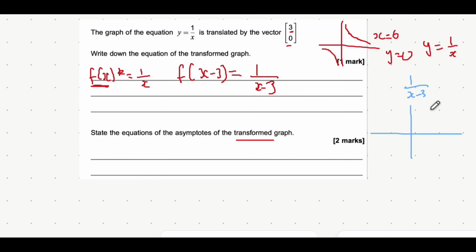So the asymptote will now be where x is equal to positive 3. It will look something like this. So it's where x equals 3. But in terms of y, there's no change, so it's still where y equals 0.